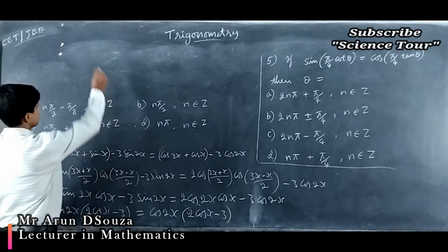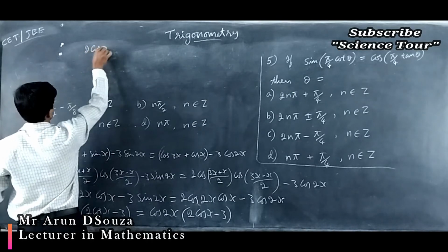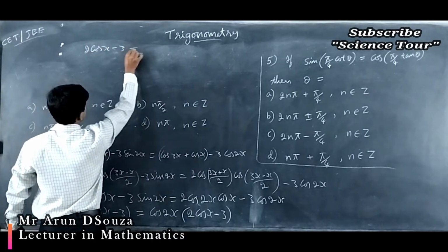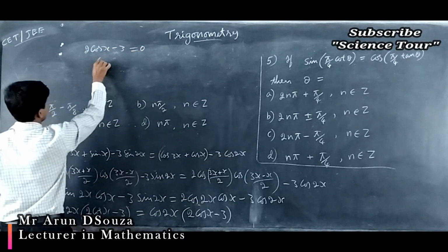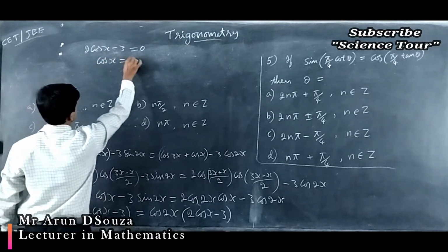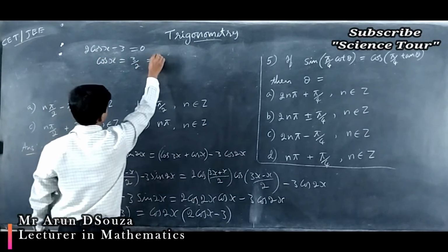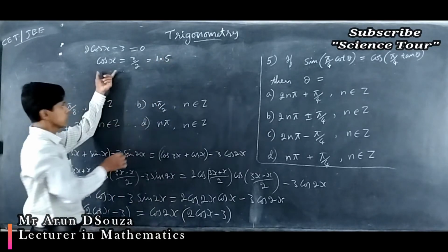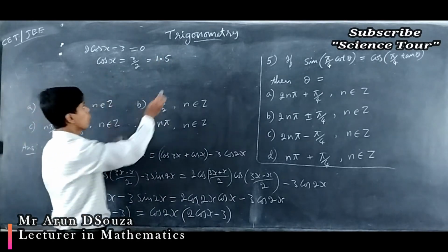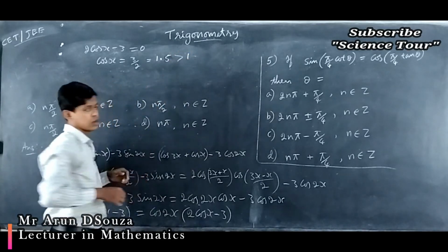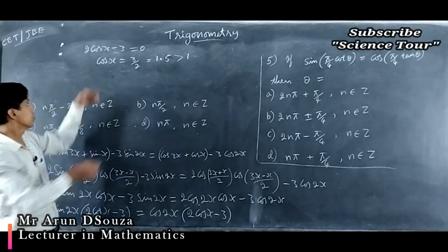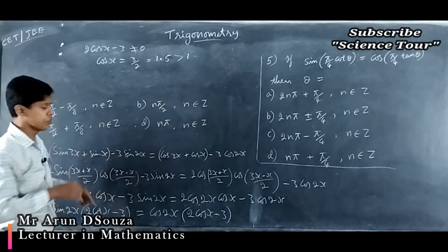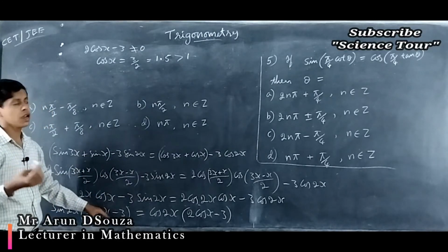So 2 cos x minus 3, if it is equal to 0, then cos x should be 3 by 2, that means 1.5. But the value of cos x cannot go beyond 1, so this is greater than 1, right? So therefore this is not equal to 0. So if it is not equal to 0, then you are allowed to divide.